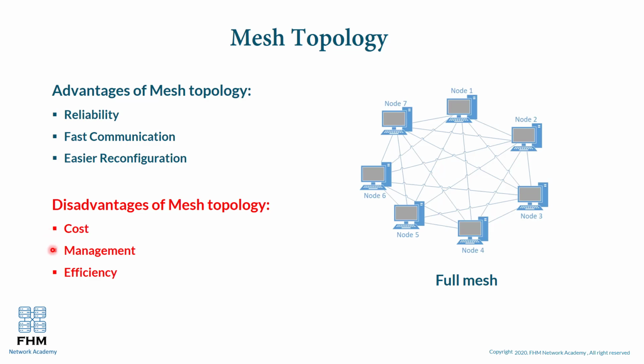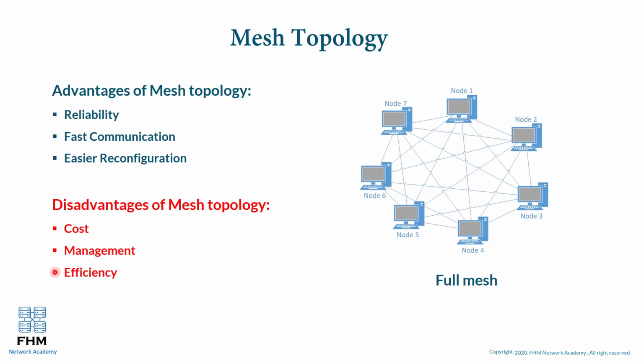Management is another issue that should be addressed here. Mesh topology networks are very large and very difficult to maintain and manage. If the network is not monitored carefully, then the communication link failure goes undetected, and it takes lots of effort to find and fix the problem. The last one is efficiency. In this topology, redundant connections are high that reduces the efficiency of the network.